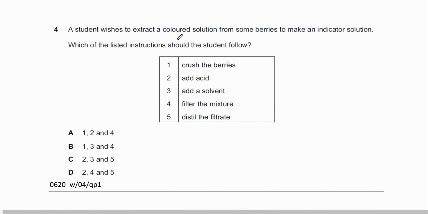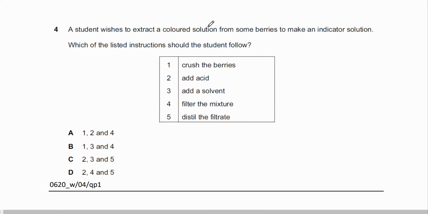Now, a student wishes to extract a colored solution from some berries to make an indicator solution. Which of the listed instructions should the student follow? Basically, you've got berries and you're trying to crush them to make a solution out of them. It's like making a milkshake. Like, you've got mangoes and you're trying to crush them and make a solution out of them, right?